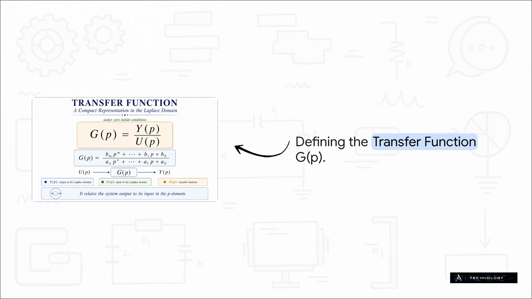Notice how it forms this nice rational polynomial. The top is made entirely of the coefficients from our input side, and the bottom is made of the coefficients from our output side. We have literally taken an entire system's dynamics and compacted it into a single elegant fraction.